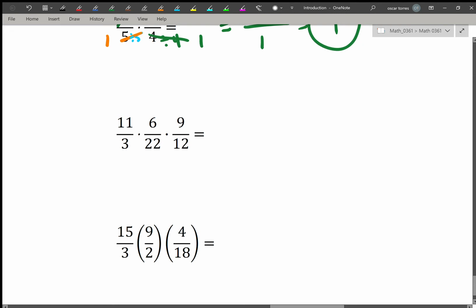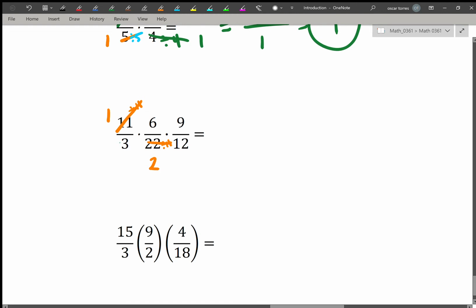So what number goes into 11 and 22? That would be the number 11. So we can divide both of these by 11. 11 divided by 11 gives me a 1. 22 divided by 11 gives me a 2.